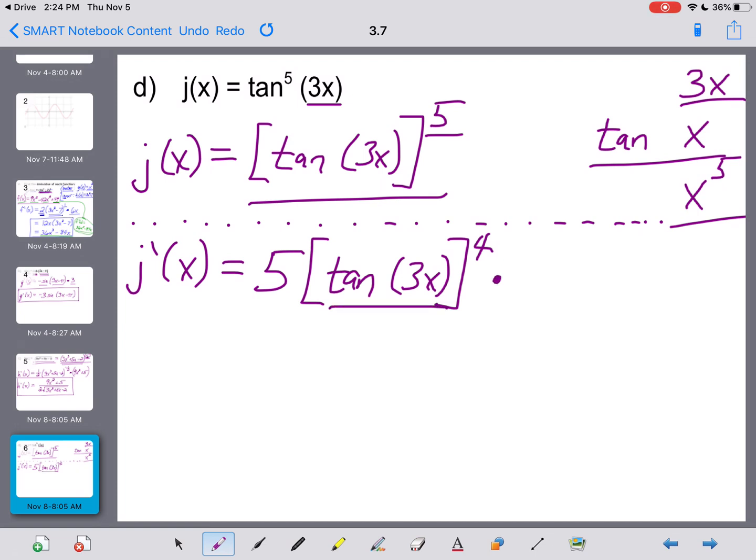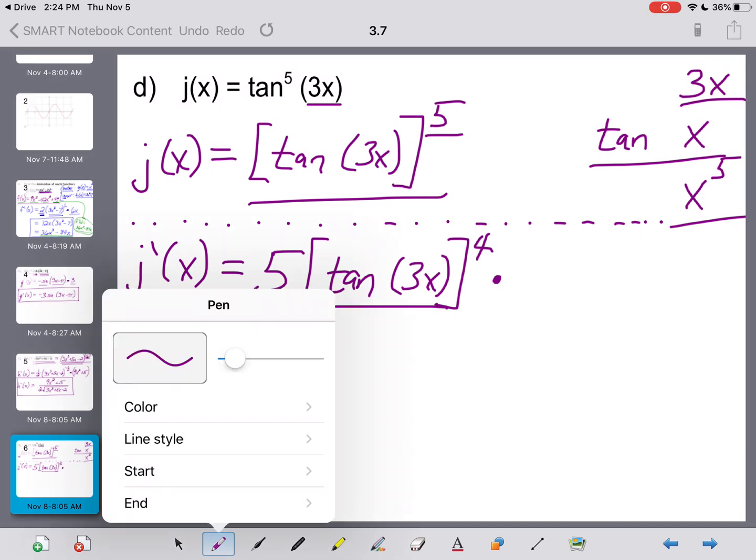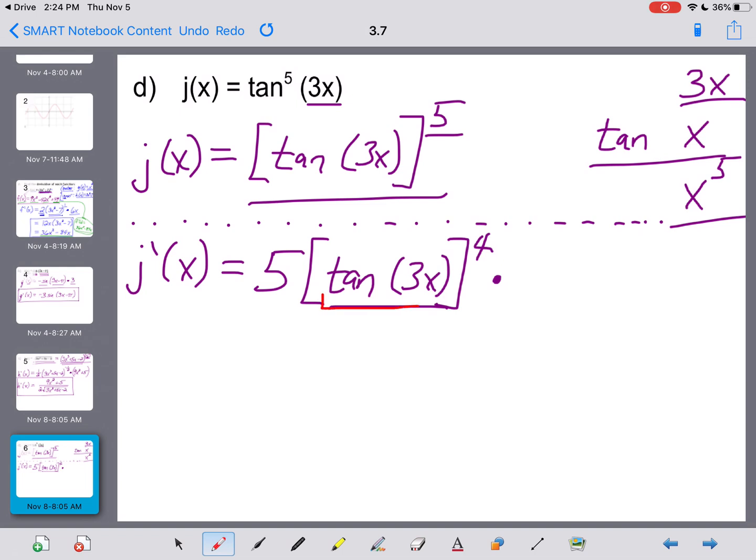Now, we have to multiply all of this by the derivative of that base. And I'm going to use some colors right here, guys. The base itself is the tangent of 3x. And we now need to take the derivative of tangent of 3x and multiply it by what we've already come up with. So let's talk about that.